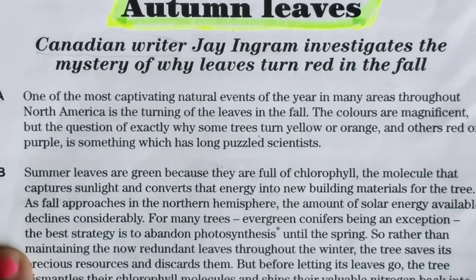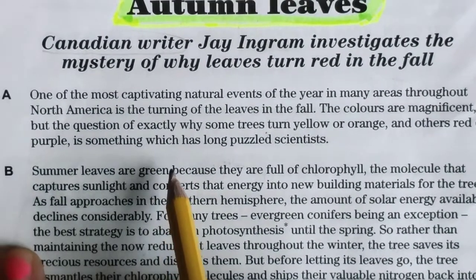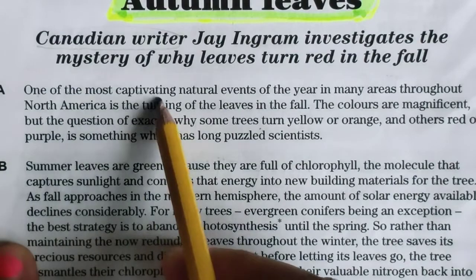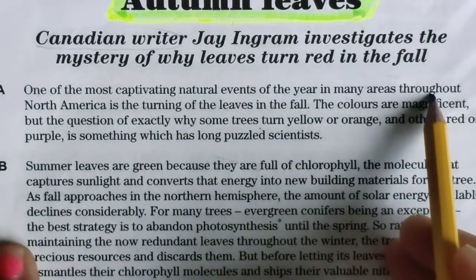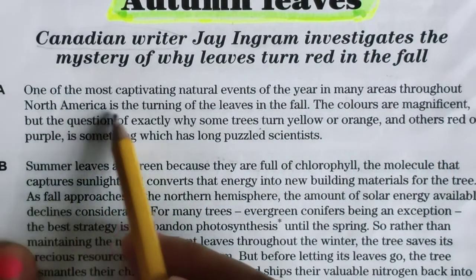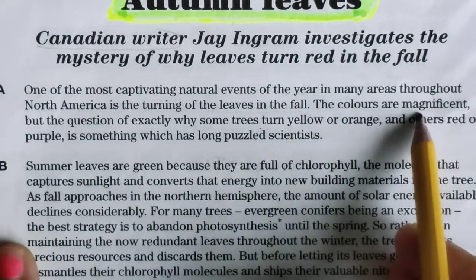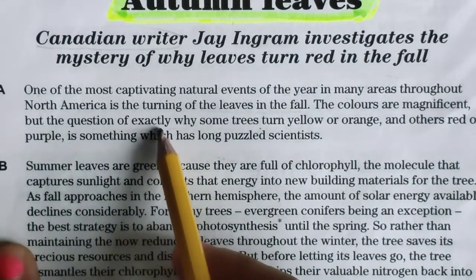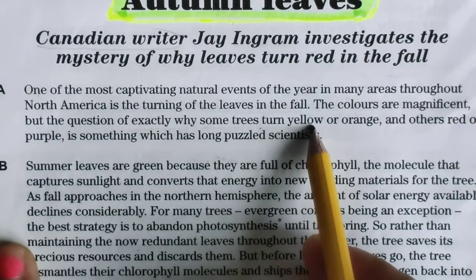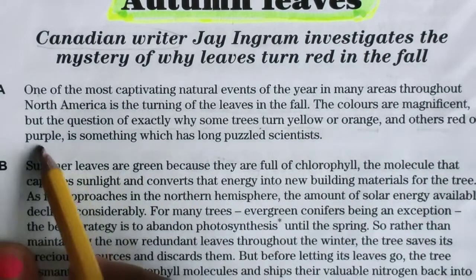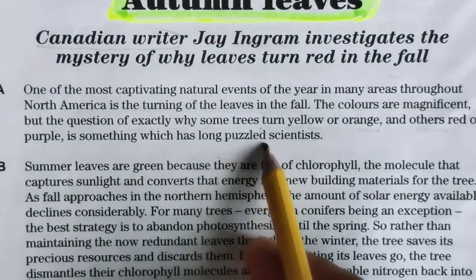So here, okay, the first reading passage is: one of the most captivating natural events of the year in many areas throughout North America is the turning of leaves in the fall. The colors are magnificent. The question of exactly why some trees turn yellow or orange and others red is something which has long puzzled scientists.